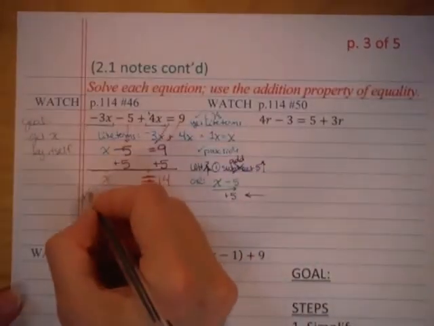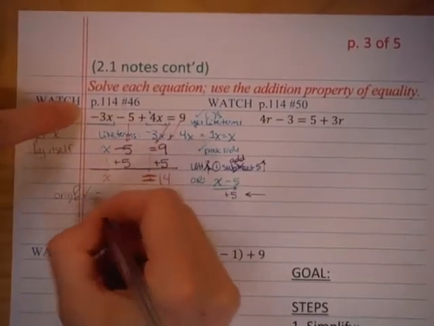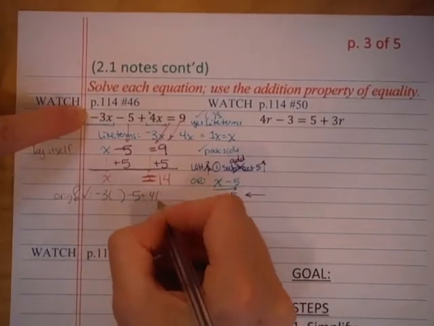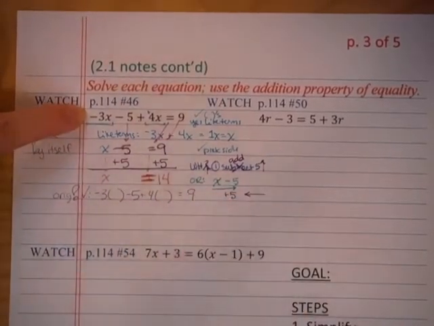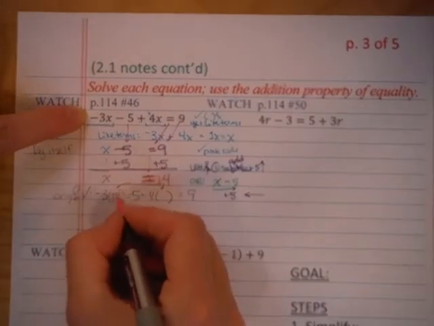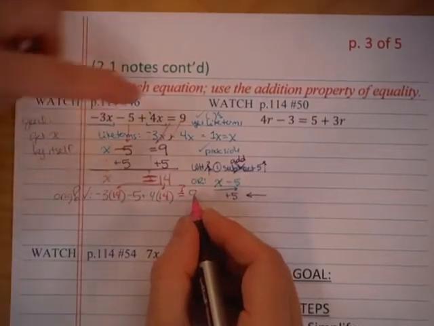So we check it back in the original equation. -3 times x minus 5 plus 4 times x, does that equal 9? So when I take my 14 and I plug it into both spots where x originally showed up, will I get that equal to the original 9?